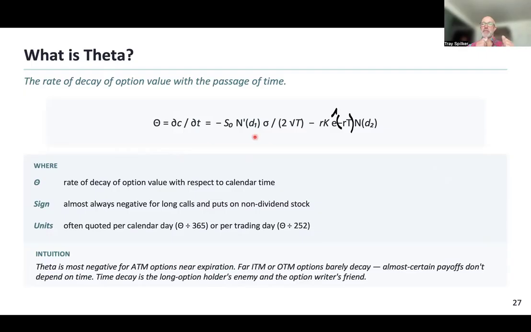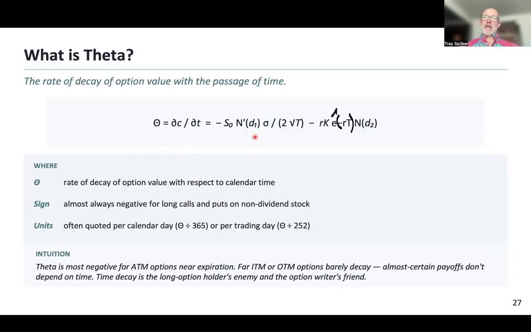So for long calls and puts on non-dividend paying stocks, we'll keep it simple. Theta is almost always negative, right? Which is to say that the option bleeds value as expiration comes closer. So this is why we name options a wasting asset, because the theta eats away at the value every single day.